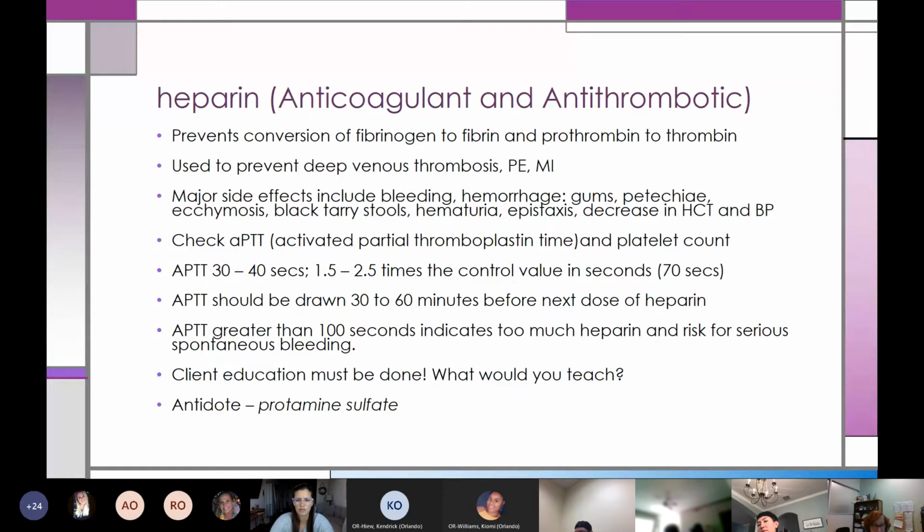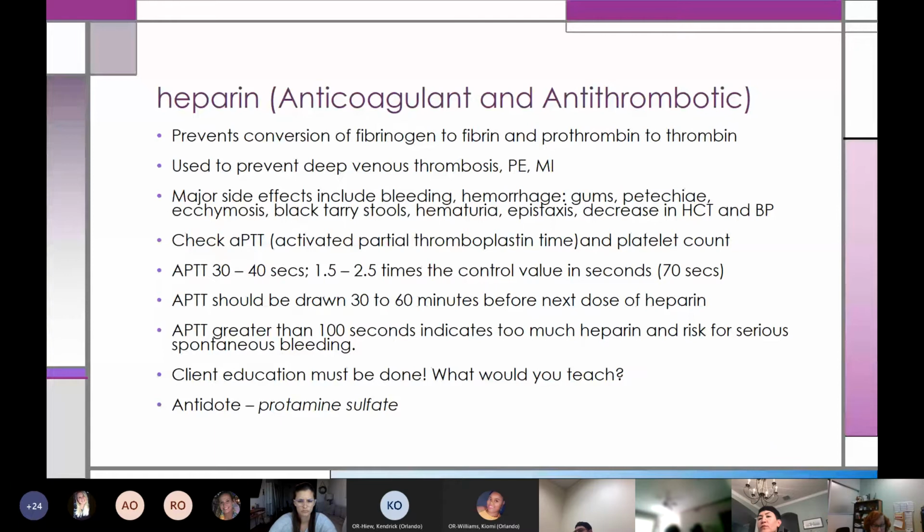We use this post-operative surgery, or even with patients who are going to be in the hospital and bedridden for a while. The healthcare provider tends to order a lot of Lovenox or enoxaparin as well as heparin. However, there are major side effects, and you're familiar with these. I just lit them up there, so be sure you know these major side effects. It's all about bleeding with the use of heparin.